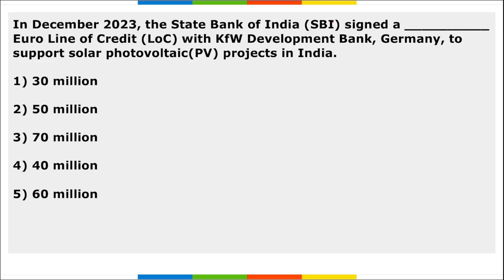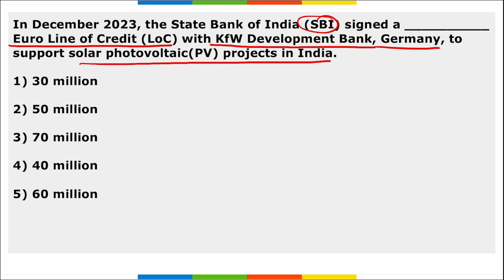Next, in December, SBI signed a Euro line of credit with KfW Development Bank of Germany to support solar photovoltaic projects in India. So this line of credit was for how much amount? It is for 70 million euro, right? So State Bank of India signed a 70 million euro line of credit with KfW Development Bank of Germany.